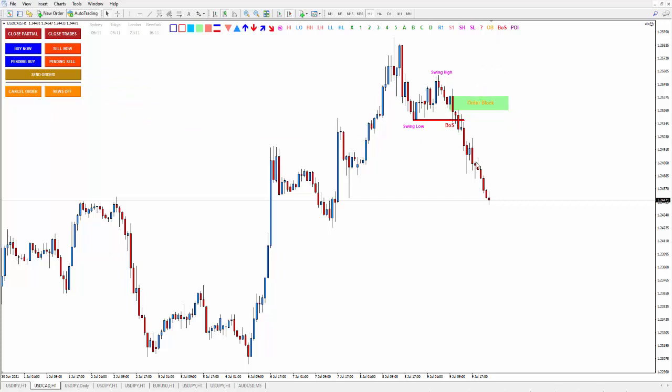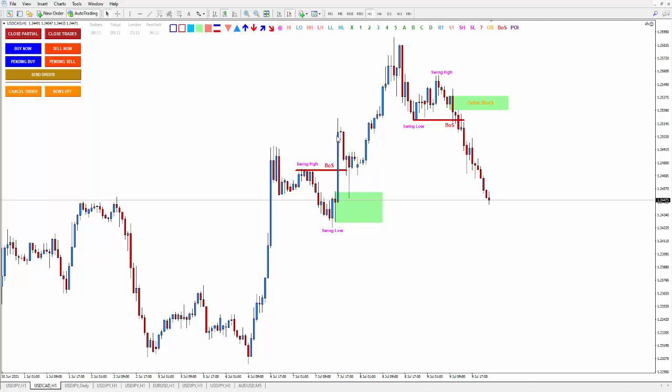Now, I will give you another example. This is a swing high and this is a swing low. In this example, the price breaks the swing high. This is my break of structure. So if the price breaks swing high, the order block is the last bearish candle before the breakout happened. That's basically how you trade the order block.